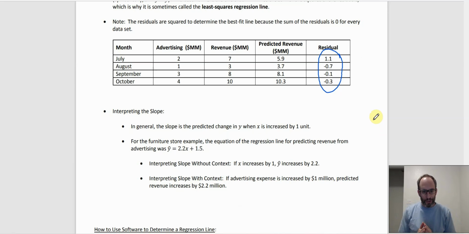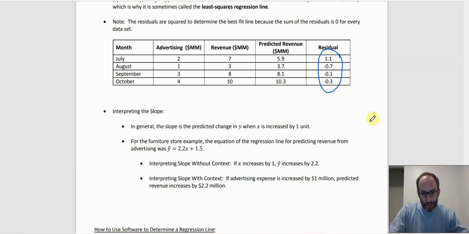So what the slope of a regression line tells you is the predicted change in y when x goes up by 1. And I know like in algebra, there are different ways of thinking about the slope, like rise over run and change in y over change in x. But when you're talking about regression, this is the way you want to think about it: if x goes up by 1, what does y hat do?